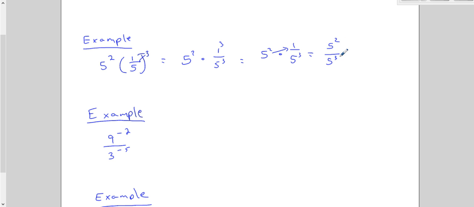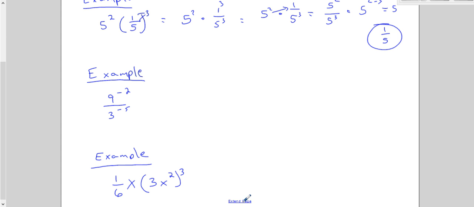And now this is like the example where I have to subtract. So I have 5 to the second minus the third, 2 minus 3, which is 5 to the negative 1. And I have a negative exponent, so that's going to be the reciprocal of 5, which is 1 over 5. And with an exponent of 1, I don't need to write a positive 1 down there. So my answer to that is 1/5.